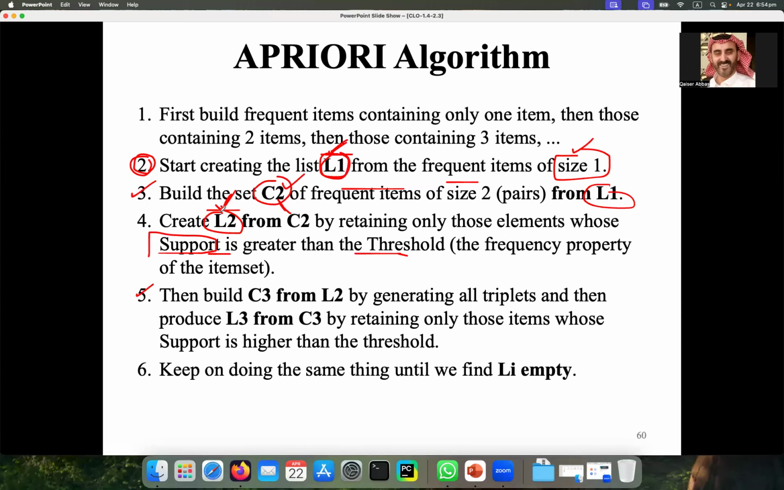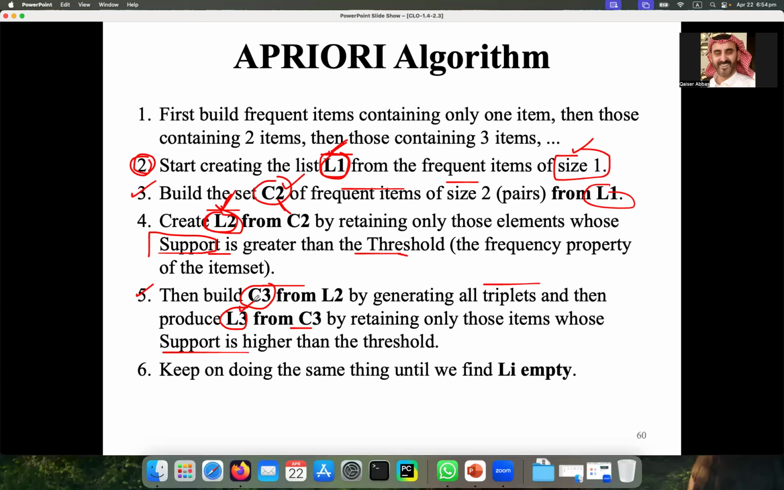Now in the next step, list L2 is ready. From L2, you will create another set C3, which will contain three items together, triplets. And then from C3, you will create another list L3. And the condition is the same: if your support is higher than the threshold, you will keep those items. But if the support value is less than that threshold, you will remove those elements from this list L3.